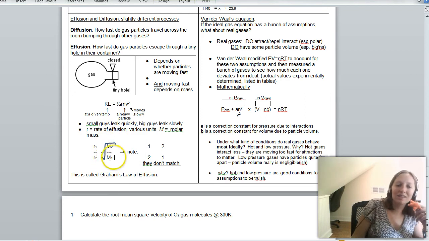And what this does is it compares the rate of effusion to how big the gases are. So they'll say, hey, you have a gas that leaks at this rate. What about this gas? How fast would it leak? Gas number 2 here. So you put in the molar mass of that gas and you go, well, R2 is equal to 10 liters per minute. That's really fast. Must be a big hole. So there you go. That's the relationship between leaking and size.